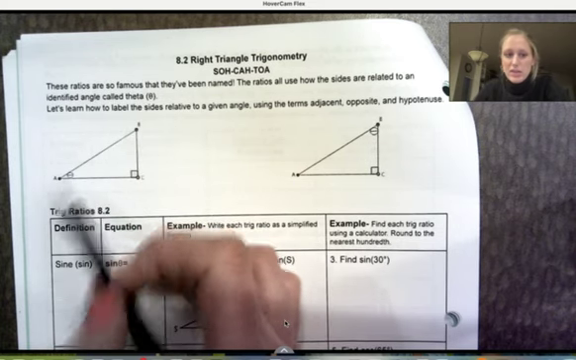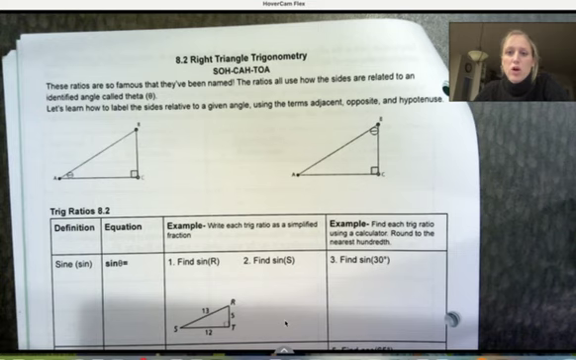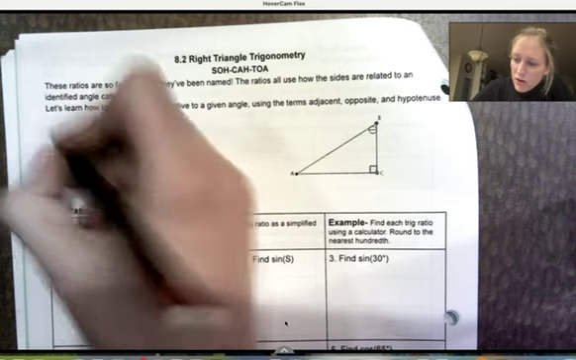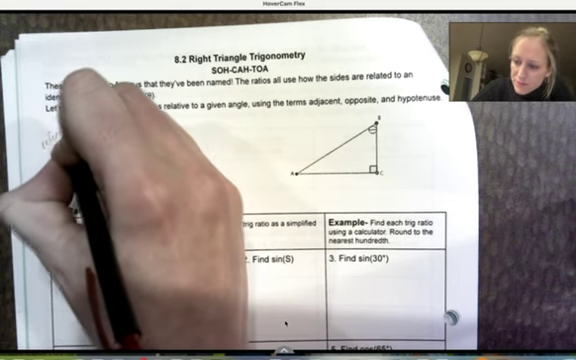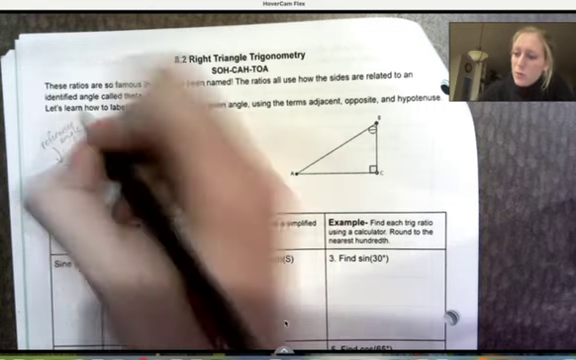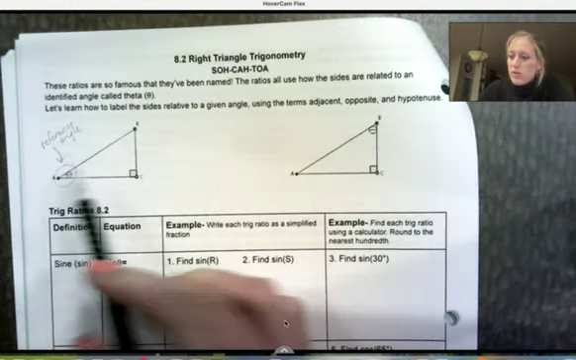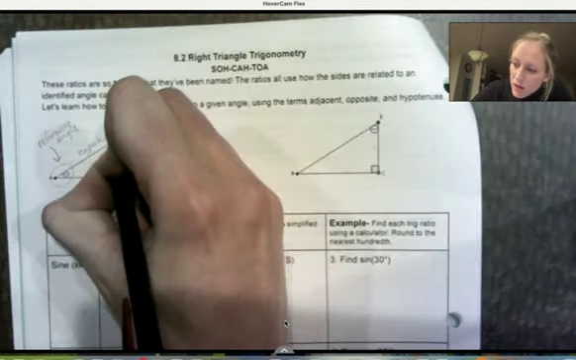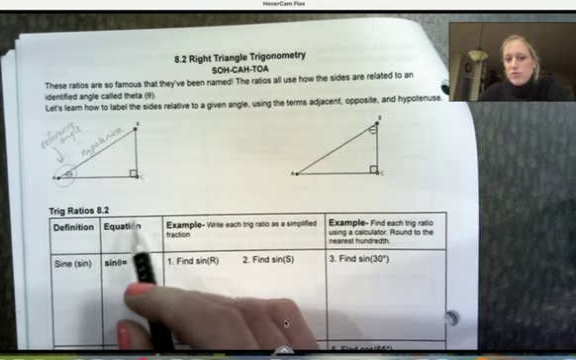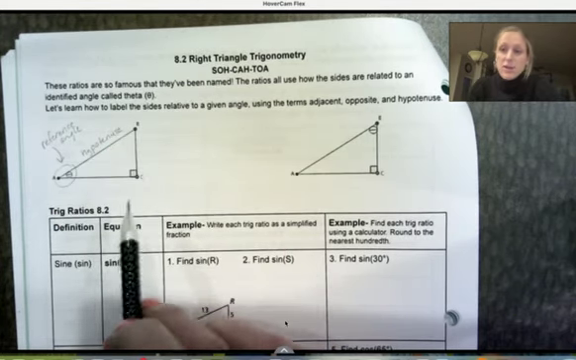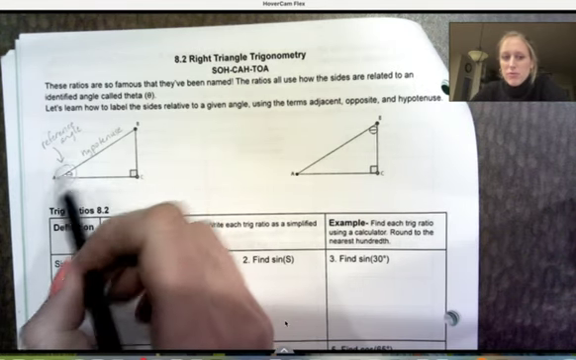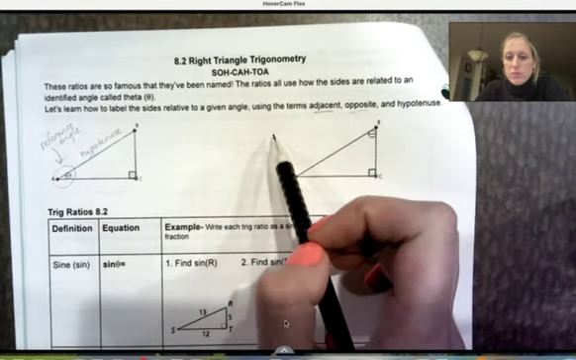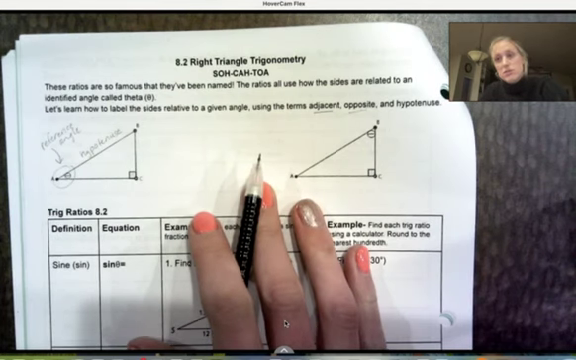So in this triangle, I have theta here by angle A. That is what we call our reference angle. We already know the name of the longest side in a right triangle. We call that the hypotenuse. The other two sides we call the legs. We're going to be a little more specific today. When I have a reference angle, I have the option to name them adjacent or opposite. Adjacent, remember, means next to, and opposite means across.